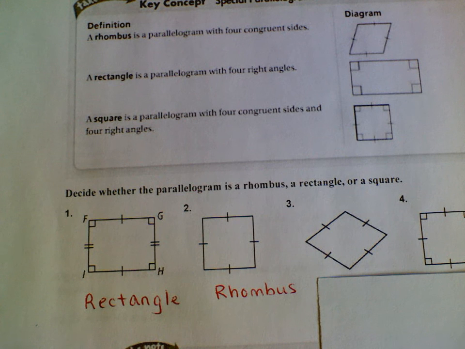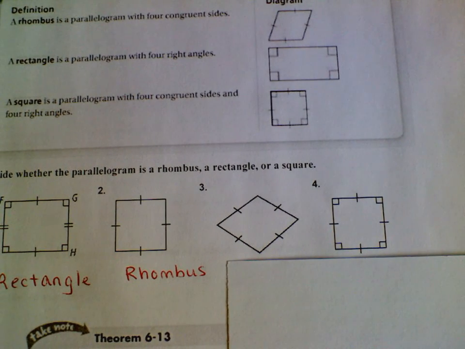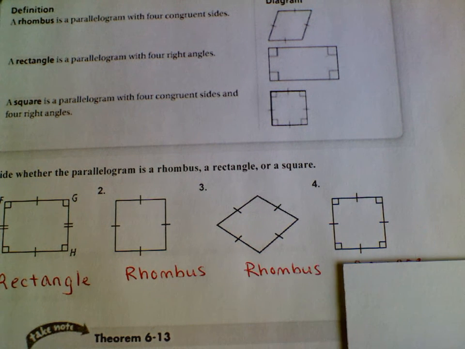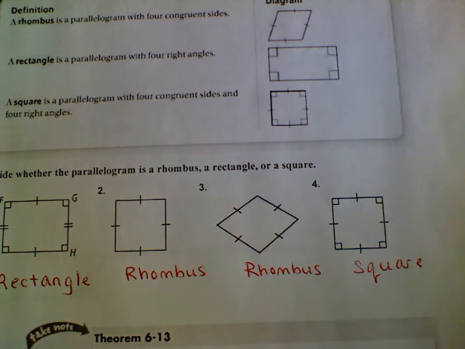Now pause the video and see if you can do 3 and 4. Number 3 has 4 congruent sides marked, so my answer would be a rhombus because no angles were marked as right angles. And then last, number 4 has 4 congruent angles and 4 congruent sides, so that makes it a square. So that was practicing what the shapes were.